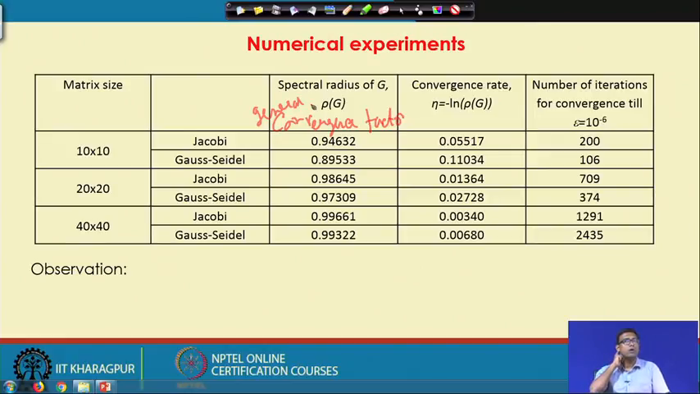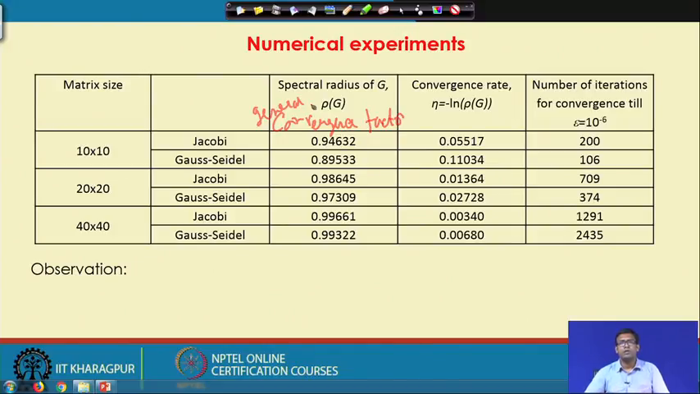And now you can also see that the convergence rate in 10 by 10 for Jacobi is 0.055, and in Gauss-Seidel is 0.013. It is nearly 4 times, the convergence rate is reduced by nearly 4 times, and the iteration number is increased by 3.5 times. So, there is a relation between convergence rate and iteration number for similar types of matrices.